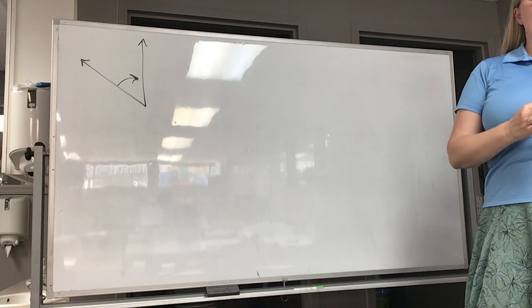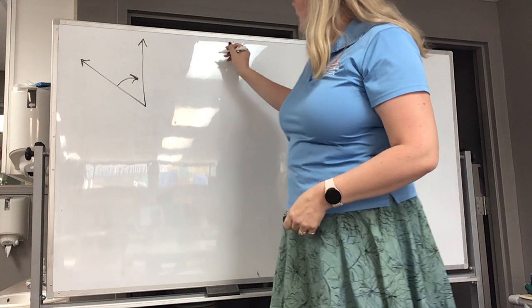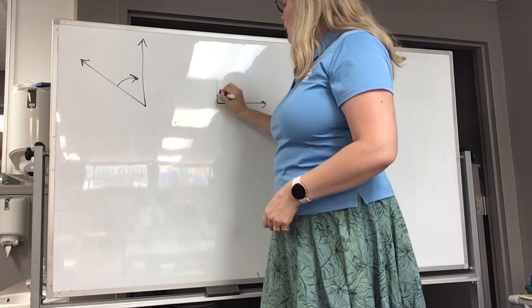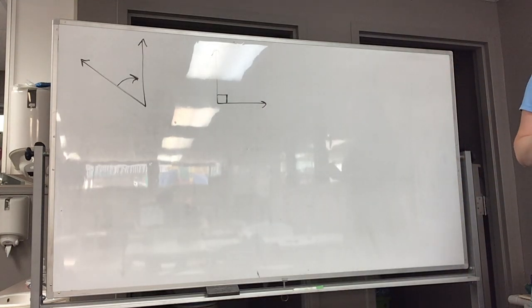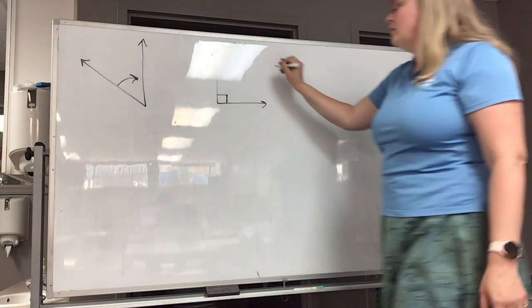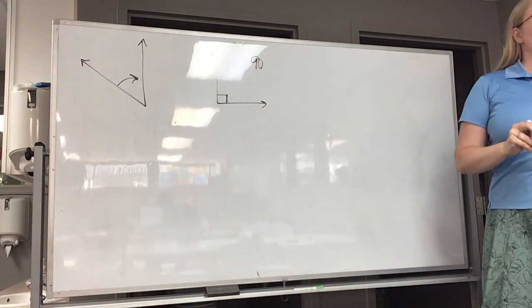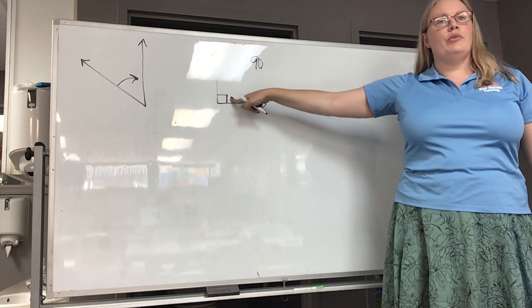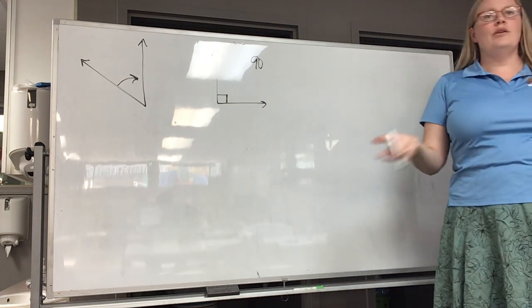One of the fundamental things that you should be aware of: what is the measurement of that angle? 90. 90 degrees, right angle, perpendicular, all of those things are very, very familiar. And in particular, being able to recognize that little square mark means that it's 90 degrees. They use it all over the place.